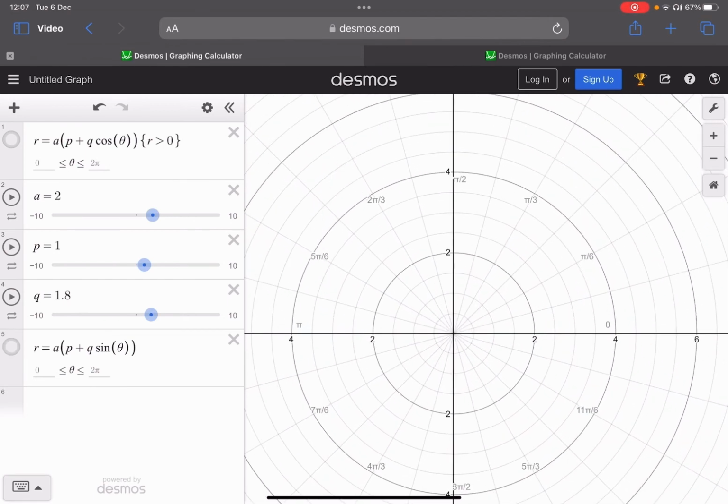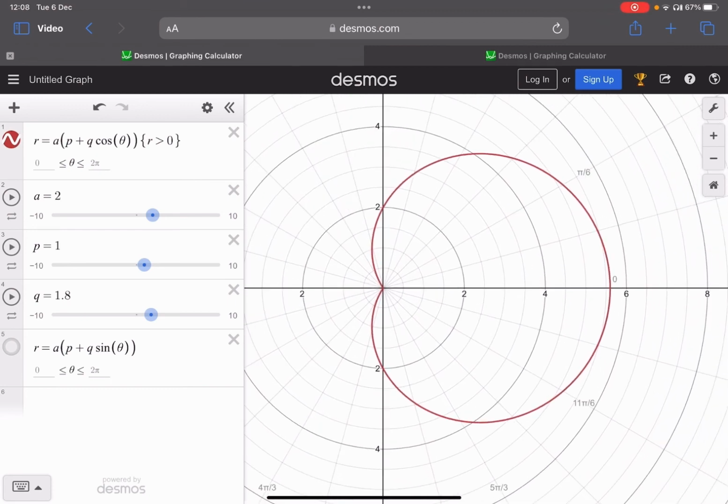And I'm sure all of this makes sense to you if you think about the equation. You've got a cosine theta on the initial line. When theta is 0, cosine of theta is 1, and you just get p plus q times a. That gives you your x-axis intercept. And if you put theta equal to pi by 2, you get your positive y-intercept, where cosine is 0, and you just get a times p.